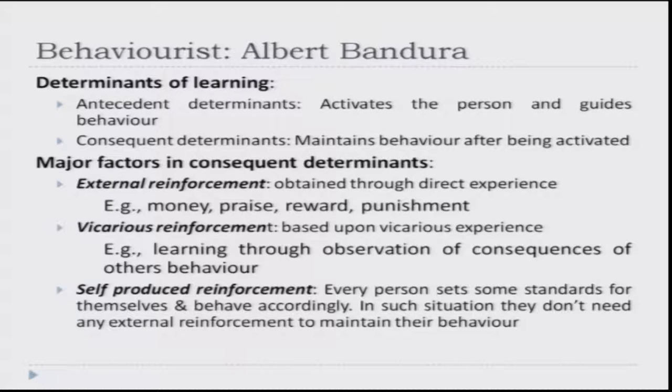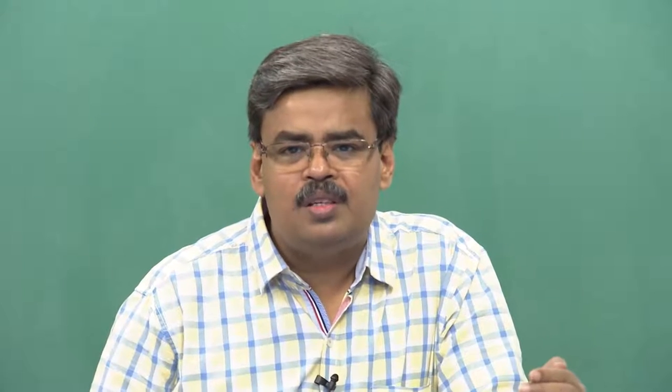External reinforcements are obtained through certain direct experiences. As I was referring right now, the people in your family, the people in your society, they praise you, they appreciate you that you have been able to replicate the behavior of your model. So, this is praise, this is an external reinforcement. You receive certain rewards in some other formats, or for doing certain things, you receive punishment. So, reward and punishment would be the two sides of the same process of praise or the negative consequence of it. It could be materialistic in nature, say you are being offered money as an award. All these constitute external reinforcement.